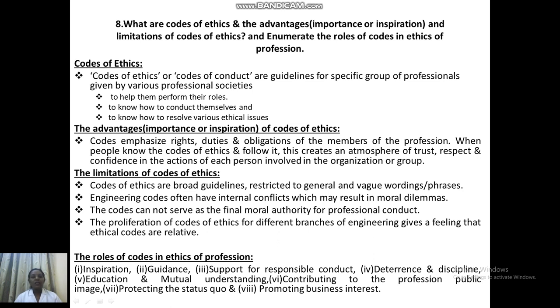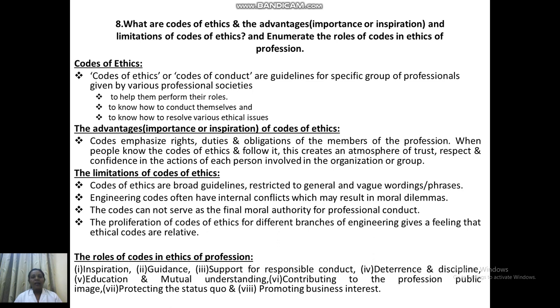When people know the codes of ethics and follow it, this creates an atmosphere of trust, respect and confidence in the actions of each person involved in the organization or group. The limitations of codes of ethics. Codes of ethics are broad guidelines restricted to general and vague wordings or phrases.